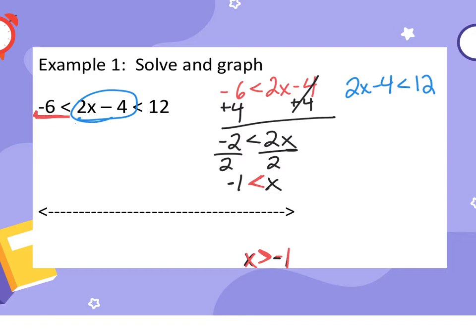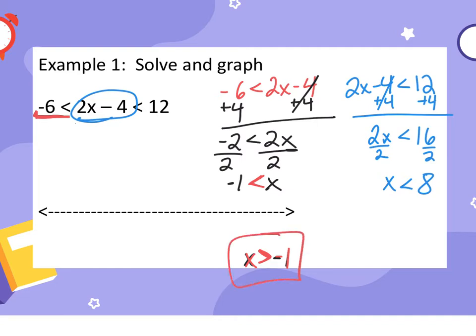The next one, solve it very similar. Add 4 on both sides. 2x is less than 16. We then want to divide by 2. And we get x is less than 16 divided by 2, which is 8. So I now have these two problems. Now I just need to graph them on the same number line. Okay, so not separately, but together.